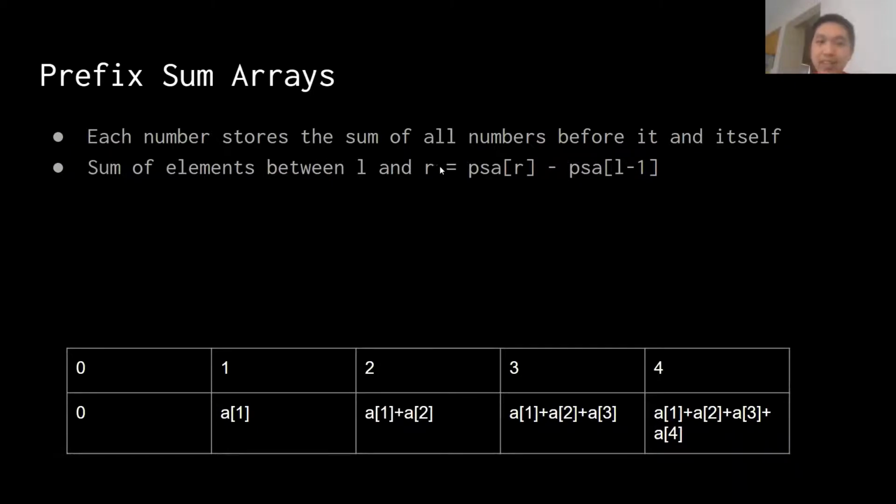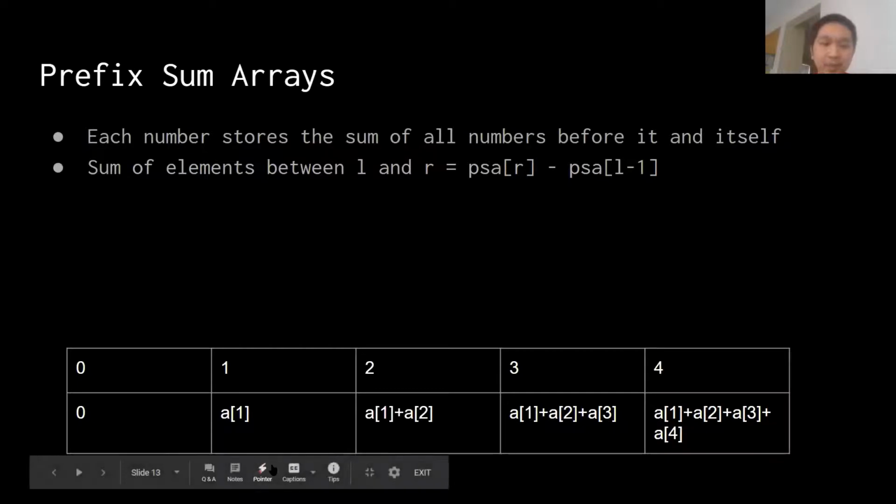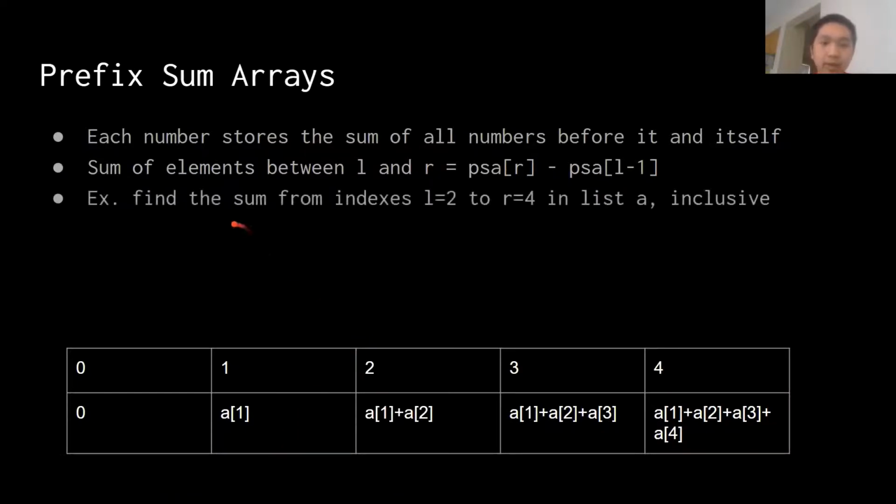So let's see something cool here. Why is this true, right? Well, okay, let's think about it. You want to find the sum from indexes L equals 2 to R equals 4 in list A inclusive. A is the name of the array. So what would we do? Well, we would follow this formula, right? We would do PSA at R, so PSA at 4, minus PSA at L minus 1. L minus 1, 2 minus 1, is equal to 1. So what I am claiming is that PSA at 4 minus PSA at 1 is equal to the sum of all the elements between 2 and 4 inclusive.